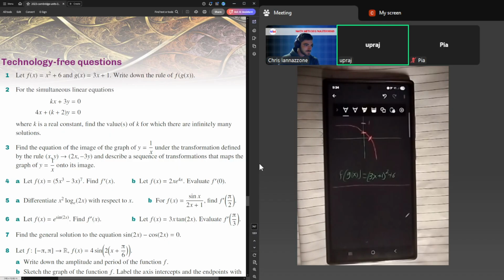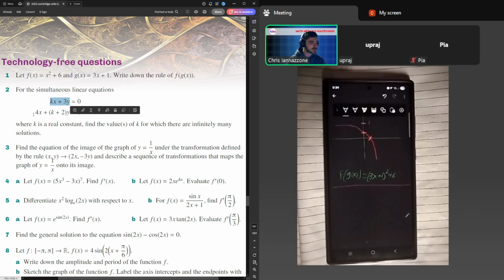Do we equate them to each other? Equating them to each other sounds decent. So as in what? kx plus 3y equals 4x plus (k plus 2)y? Yeah, I think so. I'm not sure though. Could be wrong. You could. I don't really see where you would go from there, though.